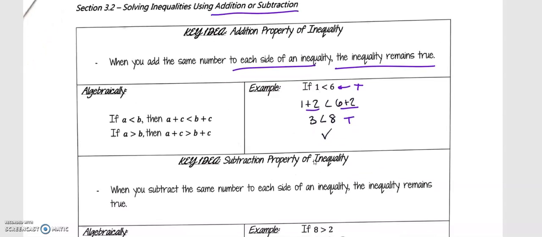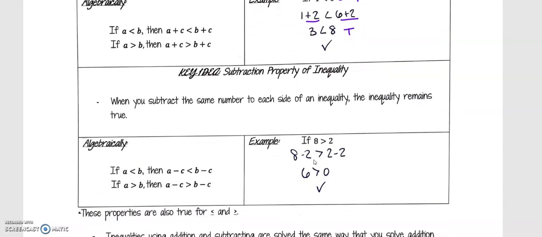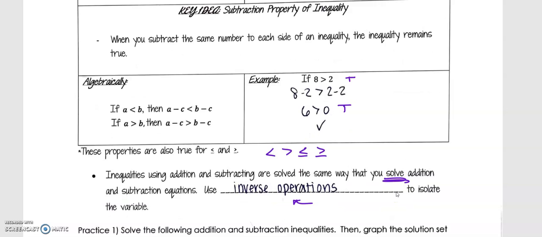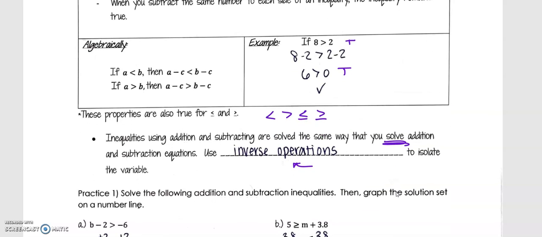The same thing happens with subtraction. If I look at this example, 8 is greater than 2. Well, that's true. And if I subtract 2 on both sides, I still get a true statement. 6 is greater than 0, also true. These properties are true whether it is less than, greater than, less than or equal to, or greater than or equal to. And what we need to remember when we solve is we need to use inverse operations, okay? And we're going to see that come up a whole bunch.